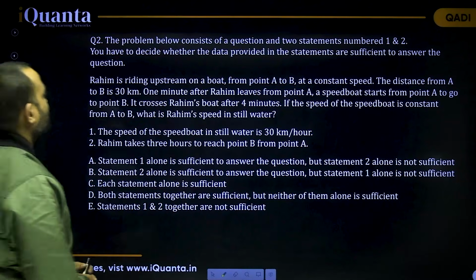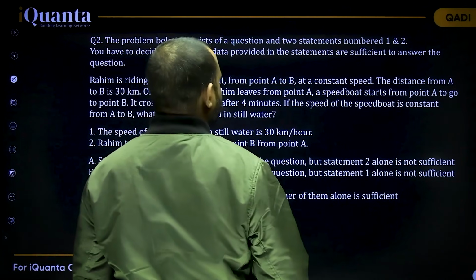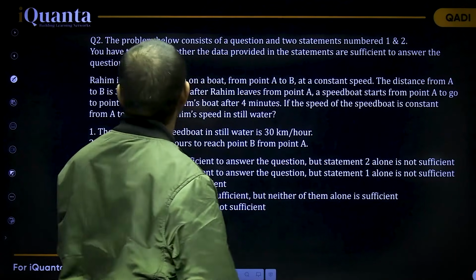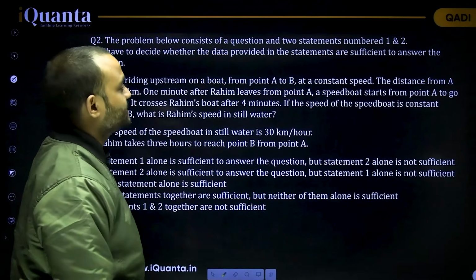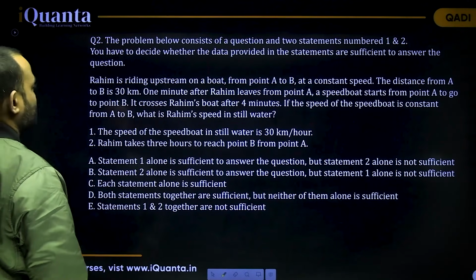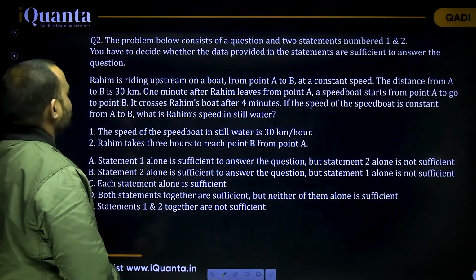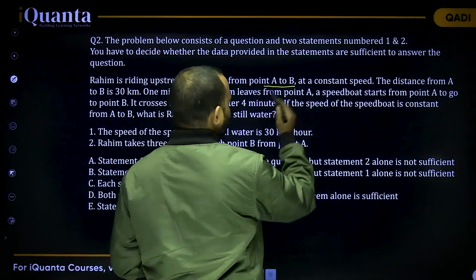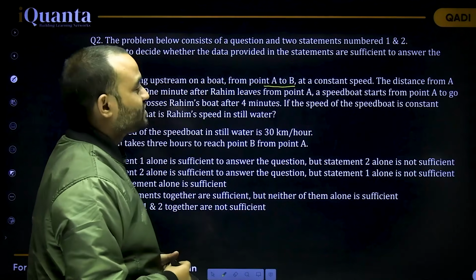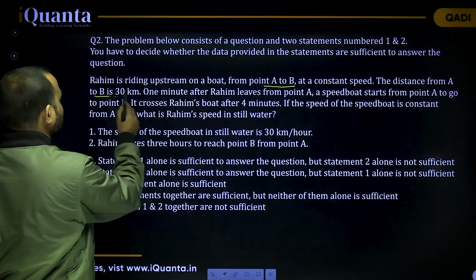Thank you. The problem below consists of a question and 2 statements numbered 1 and 2. You have to decide whether the data provided in the statements are sufficient to answer the question. So this is the data provided. Rahim is riding upstream on a boat from point A to B at a constant speed. The distance from A to B is 30 km.